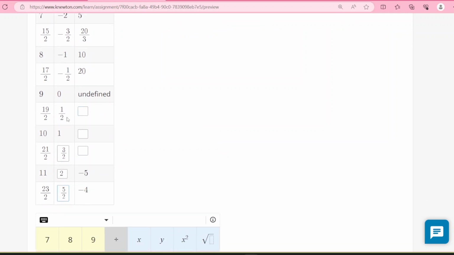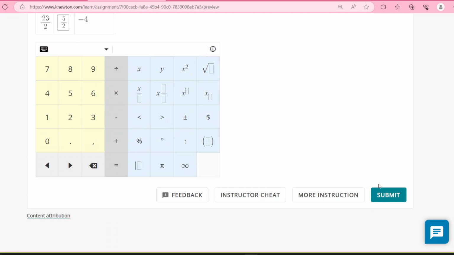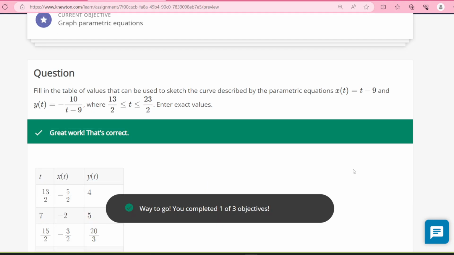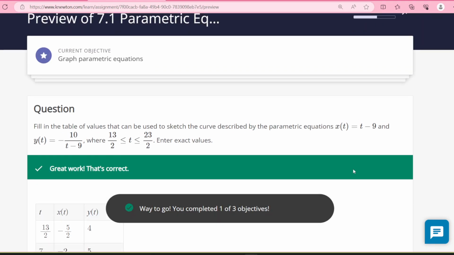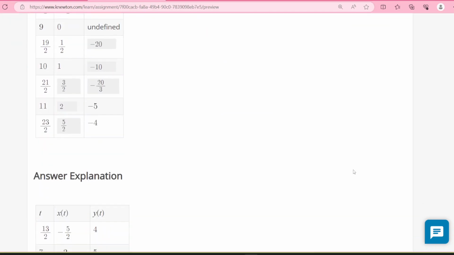So here, the reciprocal of the x coordinate is 2, times negative 10 would be negative 20. Here, the reciprocal of the x coordinate is 1, times negative 10 would be negative 10. Here, the reciprocal of the x coordinate is 2/3, times negative 10 would be negative 20/3. And that's it. They only want us to fill in that table. Great, so that graph parametric equations sub-objective is done.